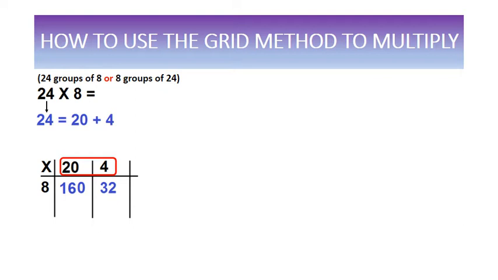So now I need to combine those two to make one answer. And I do that by adding them together. And please refer to my video on addition to see how we do this. So the answer is 192.